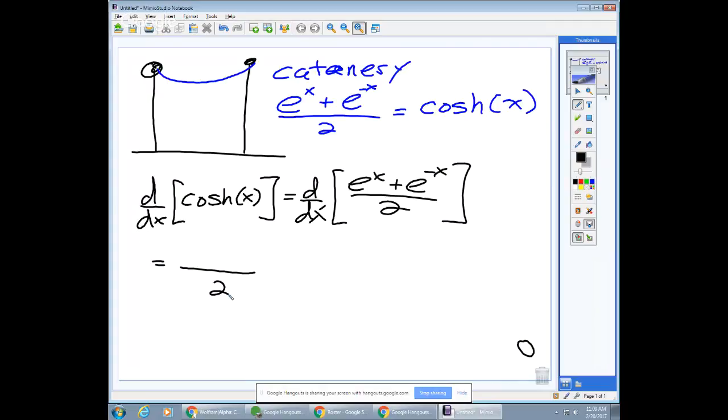And then derivatives are nice. They move through addition relatively easily. So I just need the derivative of e to the x, which is a lovely e to the x, as we were reminded last section. And the derivative of e to the negative x would be negative e to the negative x, sorry, thank you. And that function right there happens to be what we call the sinh, S-I-N-H, the hyperbolic sine.